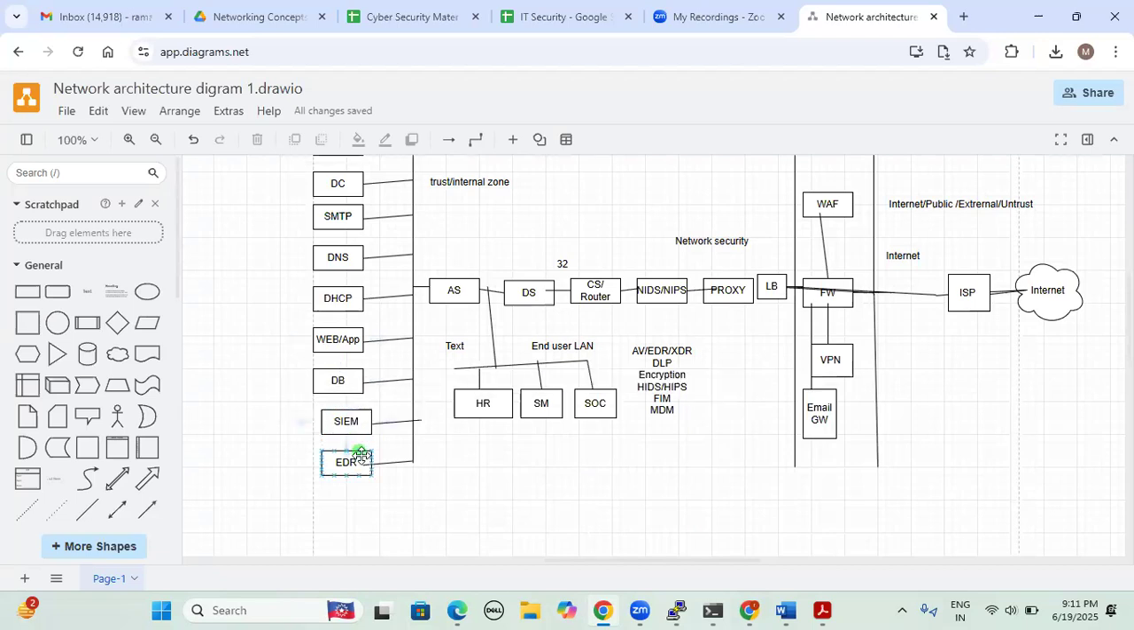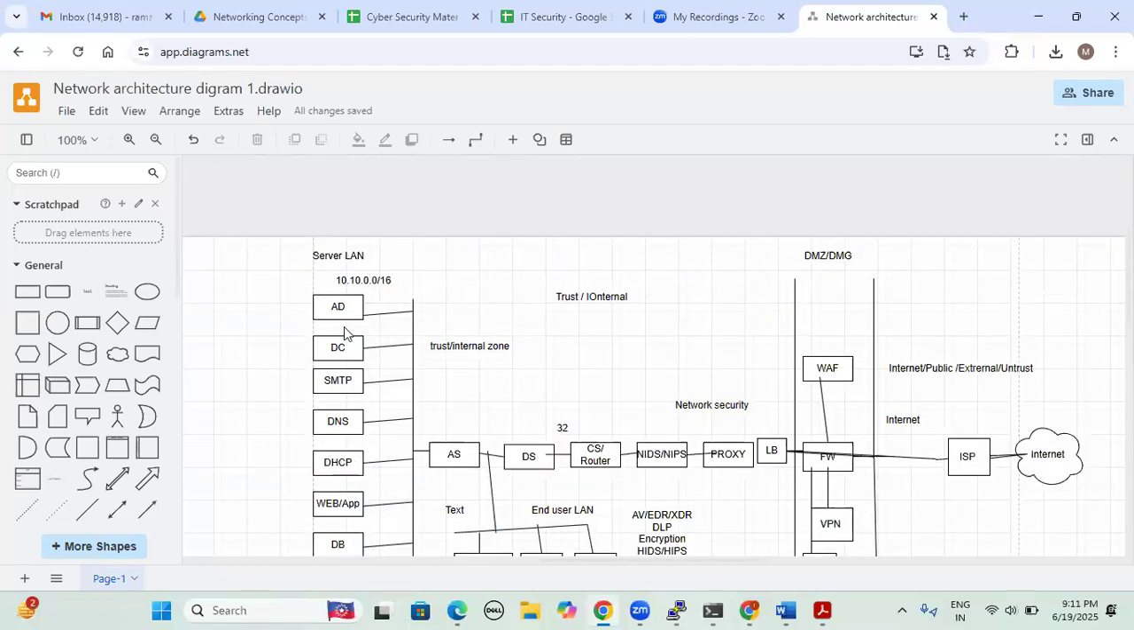Similarly, even security related solutions will be considered servers, like SIEM tool or EDR, DLP. Those things we can also deploy under the server LAN. So these are all very important to the organization. Now for all these servers, monthly once we'll do the scanning and identify the vulnerabilities. That we can call vulnerability assessment.